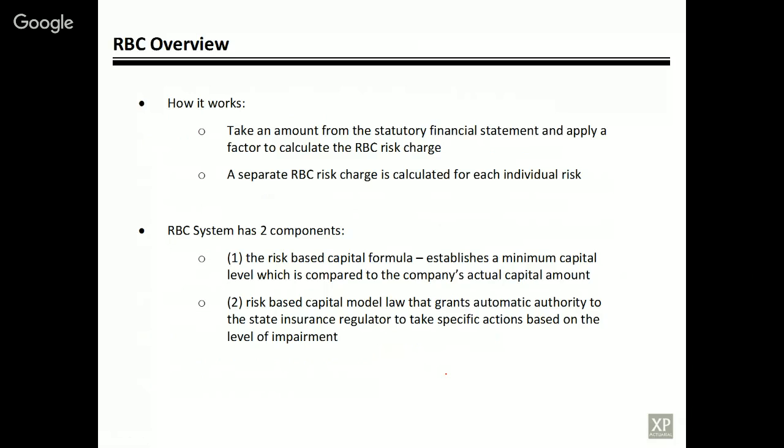Basically, what this means is that if your level of capital drops below a certain point, the state regulator can actually step in and take control of the company to ensure that or find a way to get the capital above that minimum level that is needed.